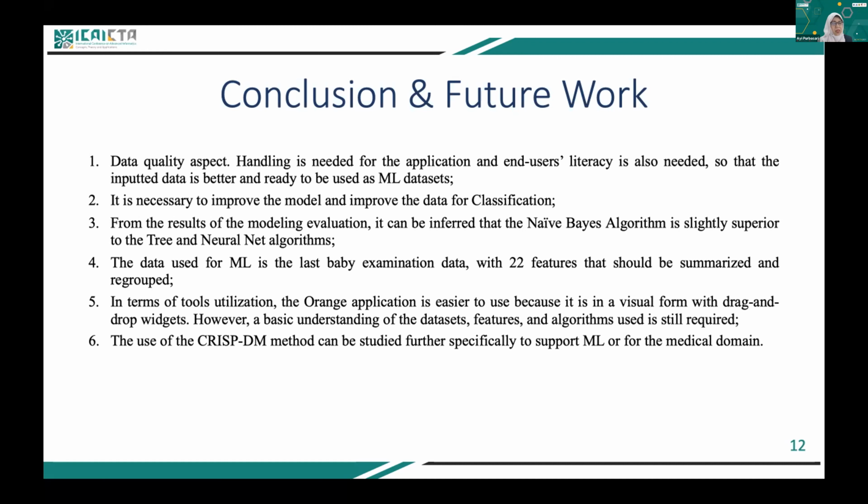As I already mentioned, we have 22 features. We can regroup and summarize those features, so we have other modeling. I also used the Orange application. It's very easy and useful. But when we use it, we have to focus on the data set, and feature selection is the most important thing. And algorithm choice is still required.